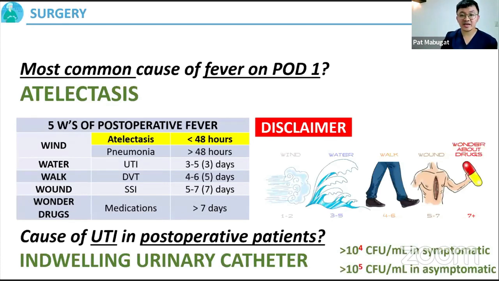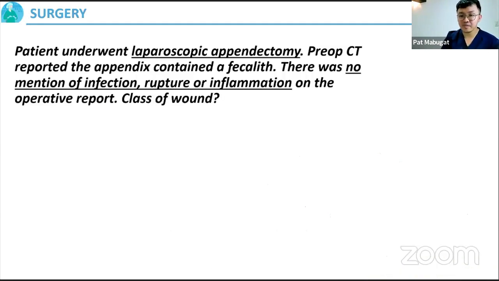So for UTI, more than 10 raised to the power 4 CFU per ml in symptomatic patients. And for asymptomatic patients, it's 10 raised to the power 5 colony-forming units per ml. This is your urine culture.